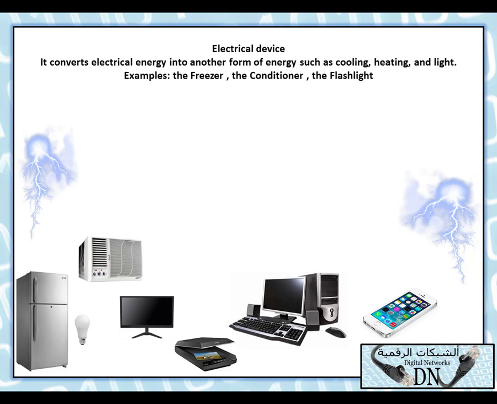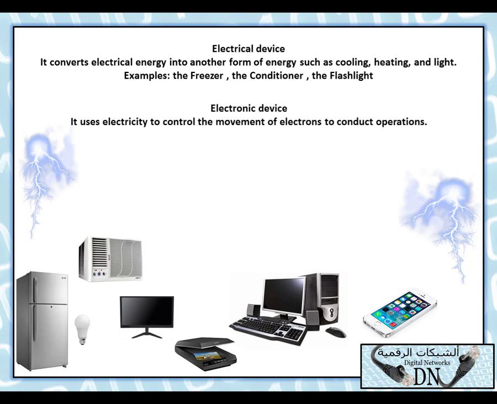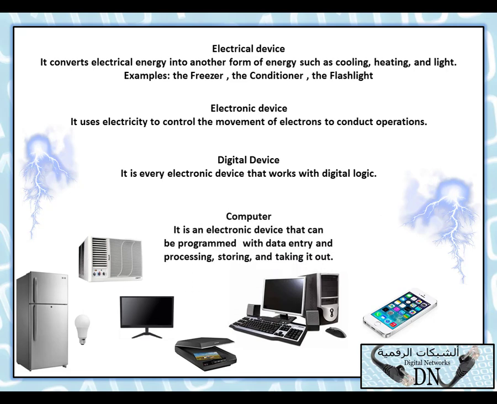Electrical device. It converts electrical energy into another form of energy such as cooling, heating, and light. Examples: the freezer, the flashlight, the air conditioner. Electronic device. It uses electricity to control the movement of electrons to conduct operations. Digital device. It is every electronic device that works with digital logic. Example: the computer, monitor, and scanner. Computer. It is an electronic device that can be programmed with data entry, processing, storing, and taking it out. Example: the personal computer and the smartphone.